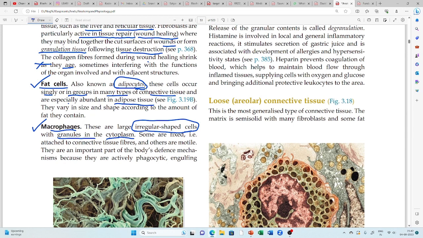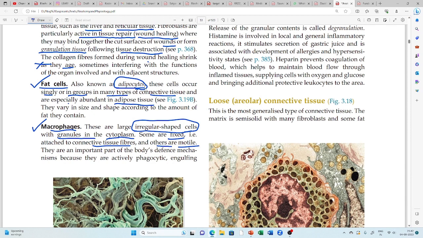Some macrophages are fixed and attached to the connective tissue fibers, and others are motile. Macrophages are mainly of two types. Some are movable, volatile and motile, with the ability to move from one area to another. Some are fixed in a particular position, attached to particular connective tissue fibers.